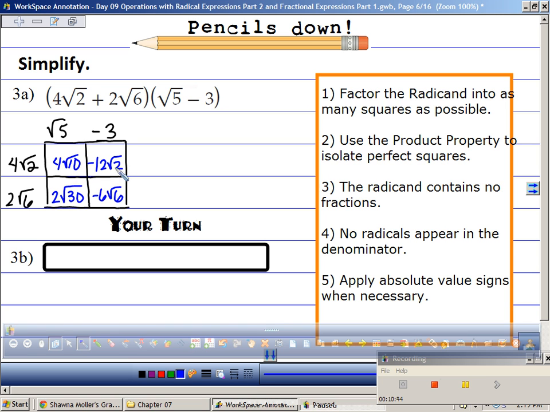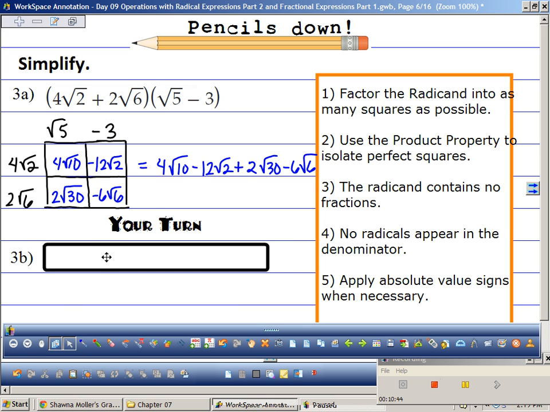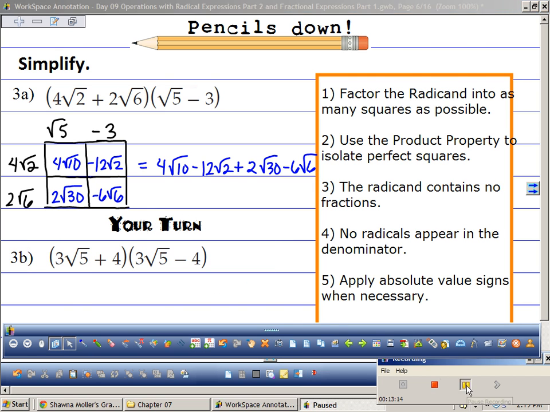Can you simplify root 10? Can you simplify root 2? Can you simplify root 30? And root 6? That's like a basket of oranges, apples, bananas, and pears. I can't do anything with any of them, right? So that's your answer right there. 4 root 10 minus 12 root 2 and so on. Does it matter what order you put fruit in? No. But the analogy works, right? All right, so go ahead and copy that one down and go ahead and try this one on your own.